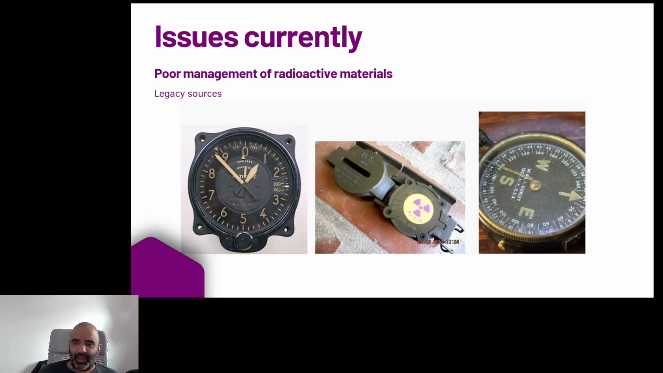Again, this radium paint is really bad news. It's one of the worst offenders in schools because it flakes off, so you get radium dust everywhere, and it's nasty stuff.